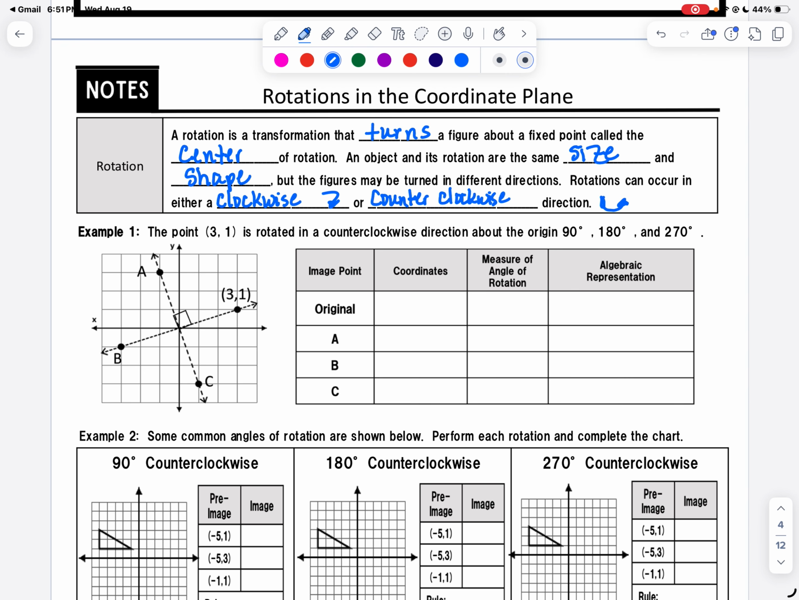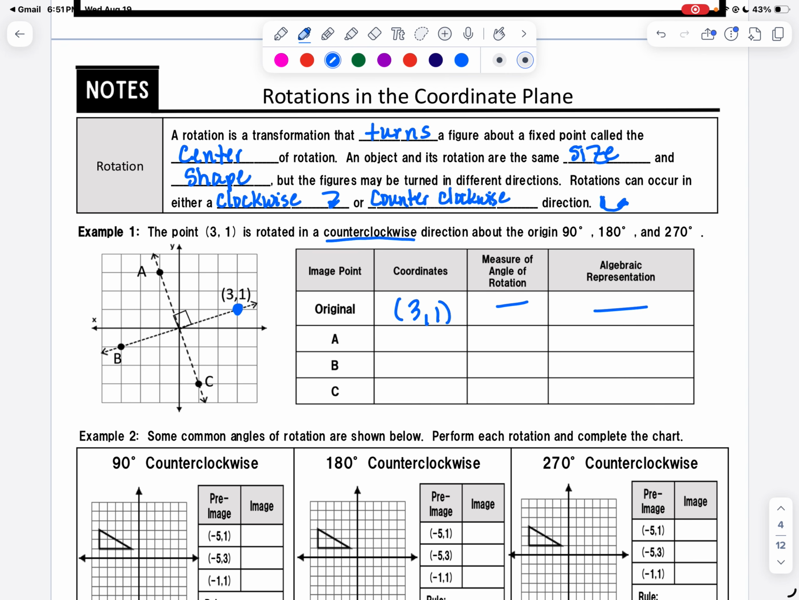Now, in example 1, it says the point (3, 1). So here's our point (3, 1), and it is going to be rotated in a counterclockwise direction. That means it's going to be moving to the left about the origin, 90 degrees, 180 degrees, and 270 degrees. And we're going to fill in this chart. Our original point, we'll write that down as (3, 1). It hasn't been rotated, so it doesn't have an algebraic expression, so we don't have to fill in those two columns.